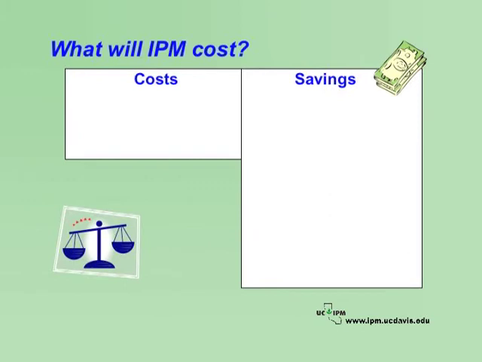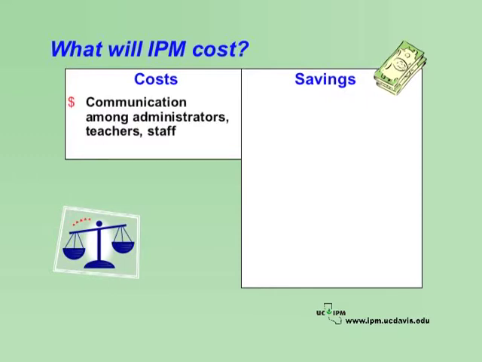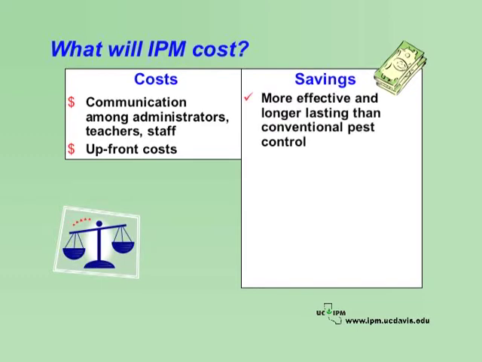Although an IPM program will require that you do things differently, it will save you money compared to a traditional program of routine spraying for pests. An IPM program will require more communication among administrators, teachers, and custodial staff. There may be some initial upfront costs to initiate a strong prevention program, such as modifying the school buildings or grounds. However, IPM programs pay for themselves because they are more effective and longer lasting than conventional pest control. For instance, if you modify your facility to keep pests out, you will have fewer problems for many years.